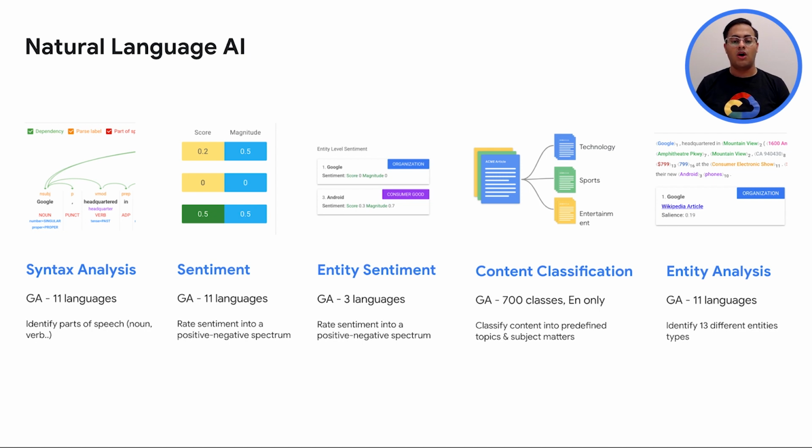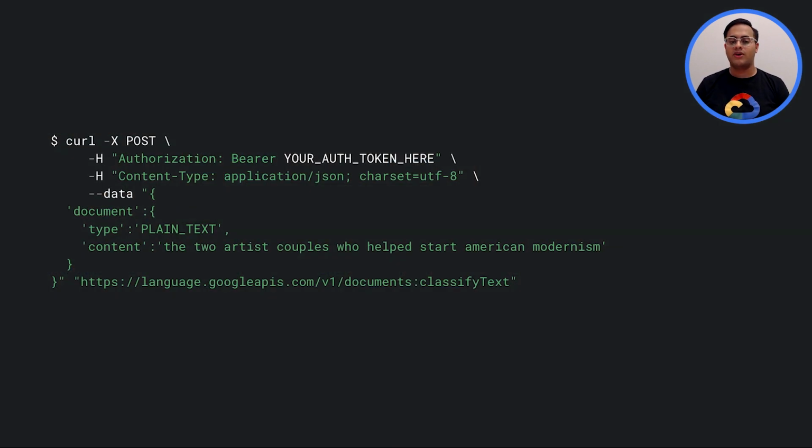You can use all the ML APIs the same way, through an API call or through the Google Cloud SDK. A sample request to the Natural Language API to classify text looks something like this.